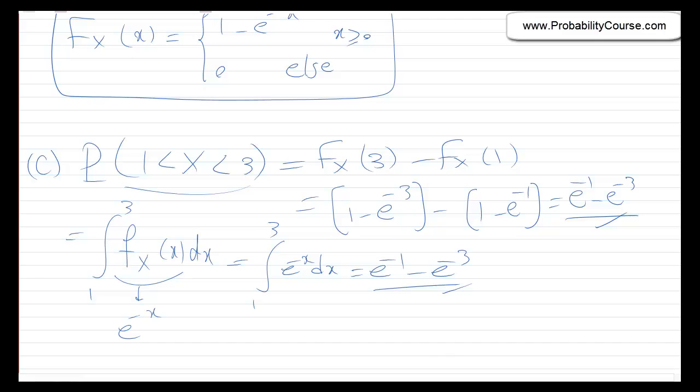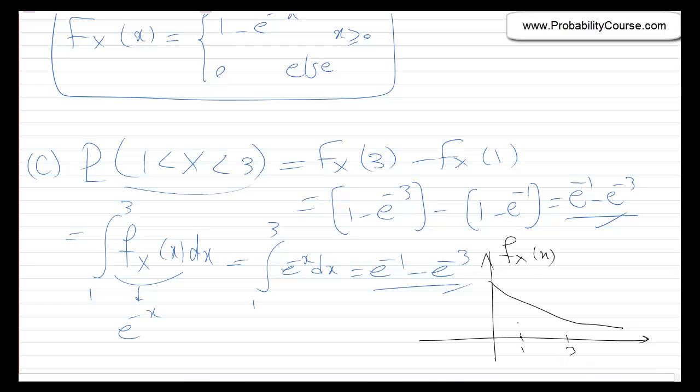If I want to show it in the figure, that was the PDF, and to find the probability that x is between 1 and 3, what we do is find the area under the PDF from 1 to 3.